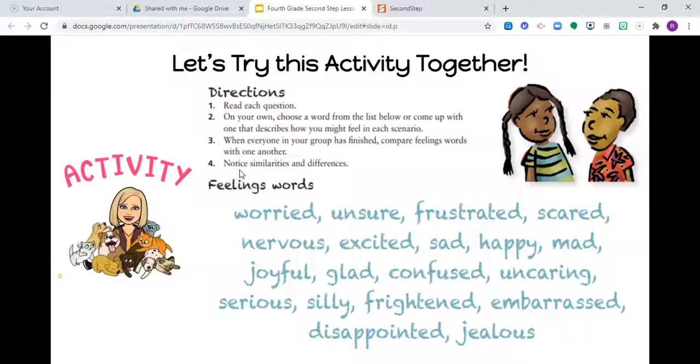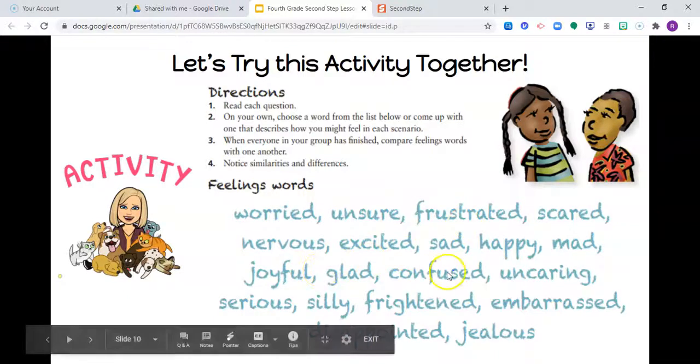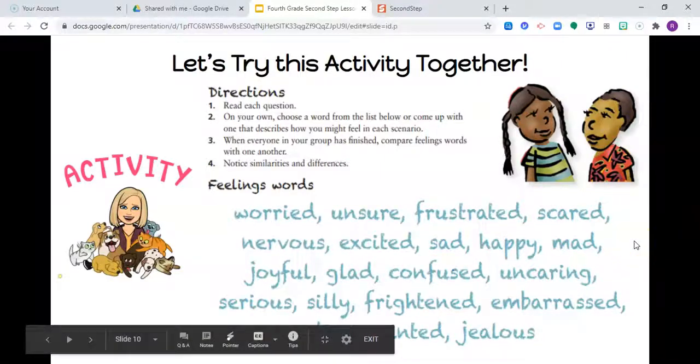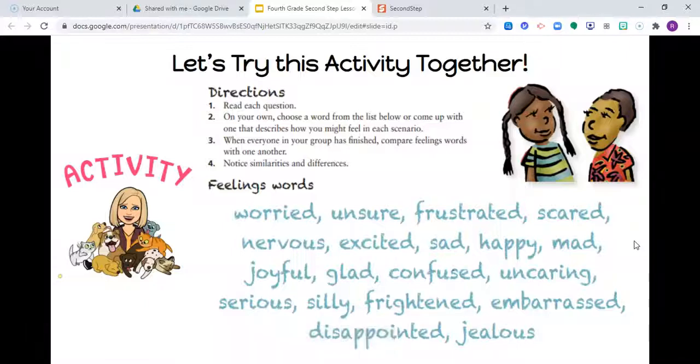Going to a new place, how does that make you feel? Does it make you feel worried, unsure, frustrated, happy, scared? Going into trying something new. How about going on vacation? Is vacation fun or stressful, exciting, nervous? Think about how you feel when you go on vacation.